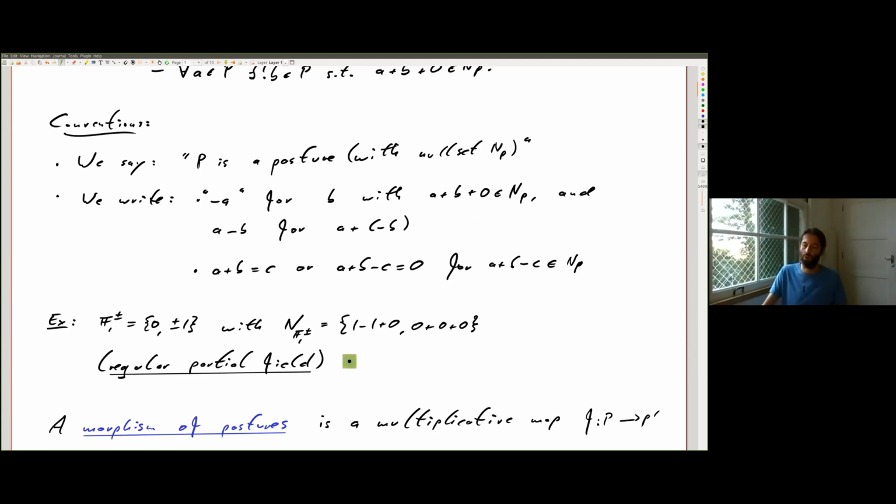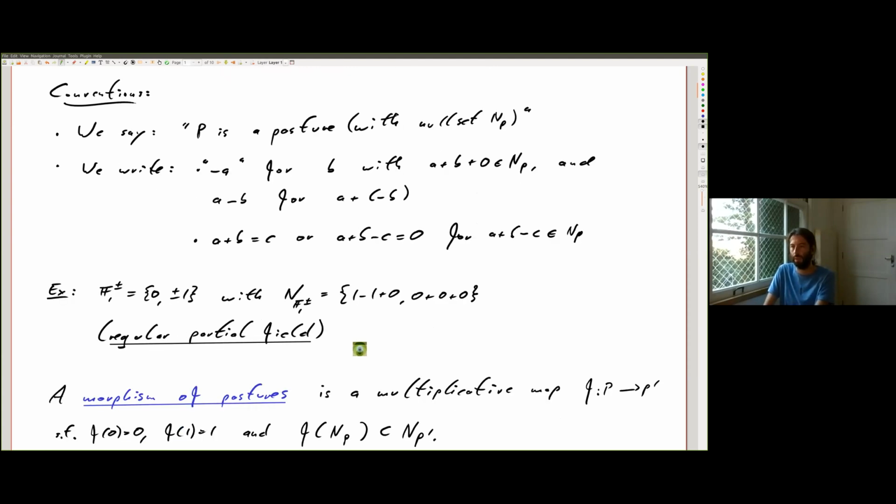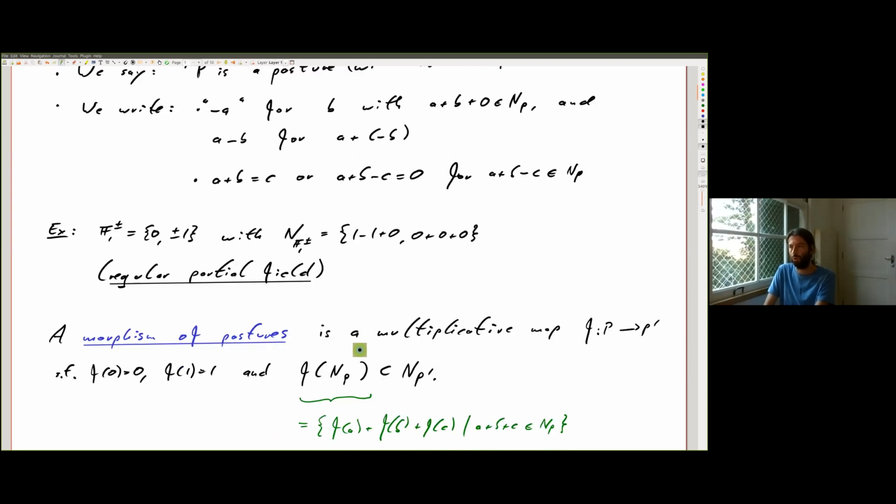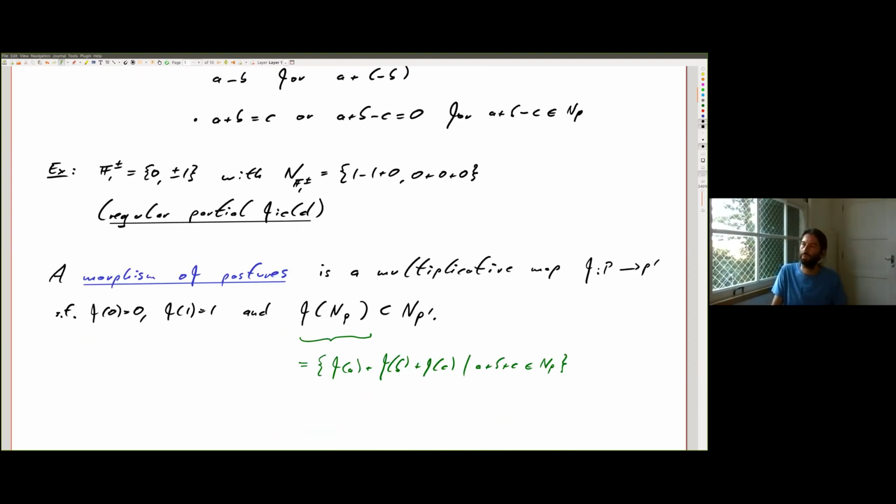So I should recall to you what a morphism is. This is just a structure preserving map. Or more explicitly, it's a multiplicative map from one pasture P to a pasture P prime that fixes the constants 0 and 1, and that maps the null set of P to the null set of P prime, where f of N_P is the map that's induced on triples. So for every a plus b plus c in the null set, the image is f of a plus f of b plus f of c.